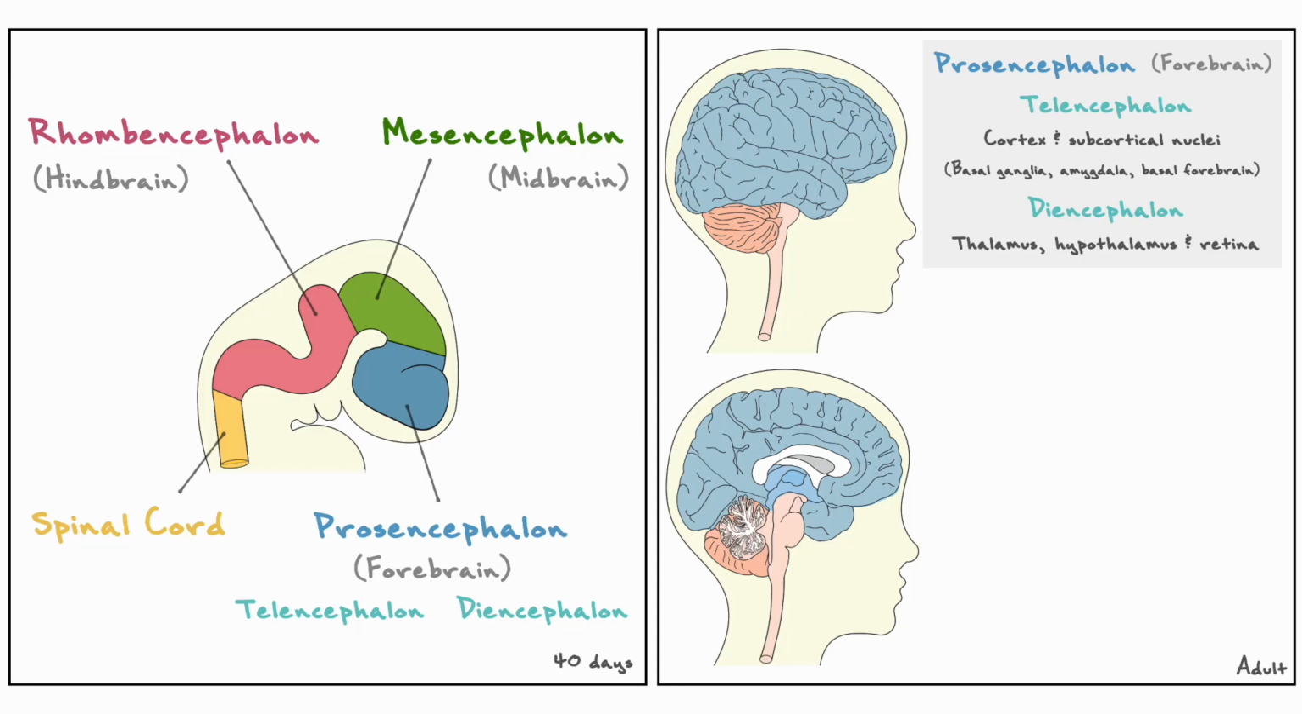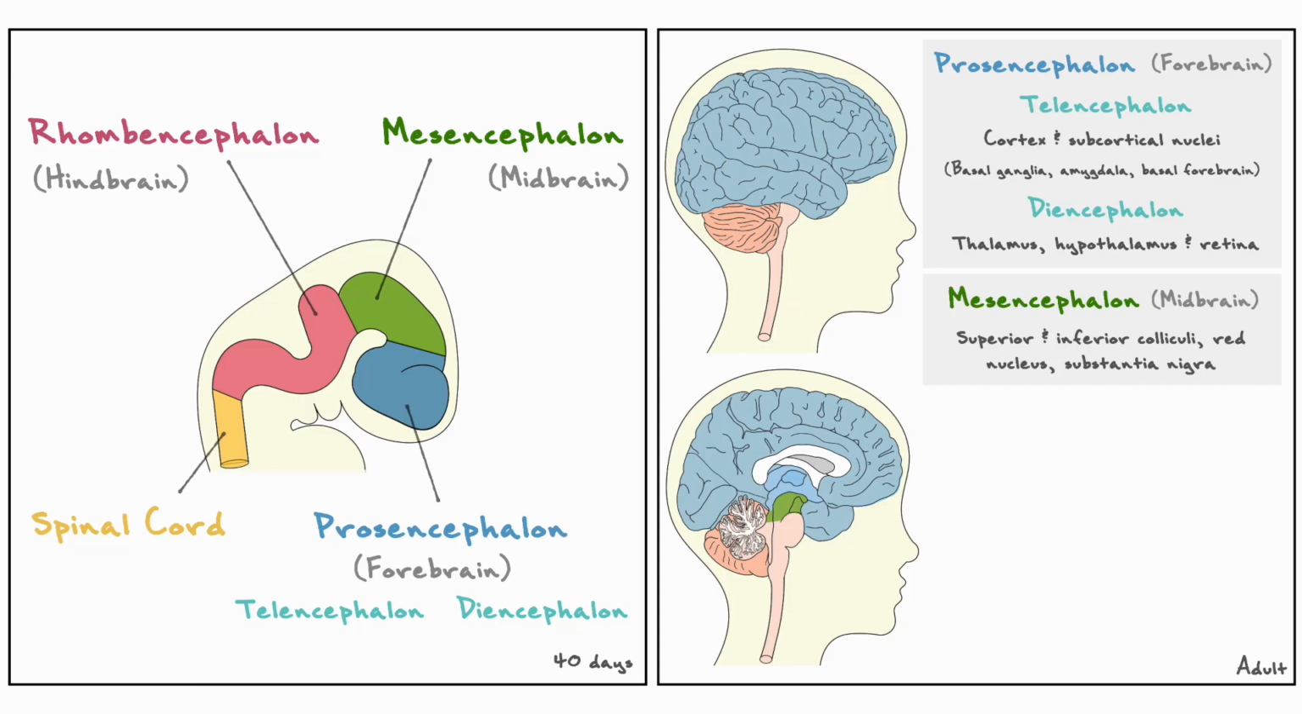Following that, we get the mesencephalon, which in contrast to the prosencephalon and the rhombencephalon, does not divide further. It becomes the midbrain, which is a structure of the brainstem that holds a variety of different nuclei, including the superior and inferior colliculus, the red nucleus, and the substantia nigra.